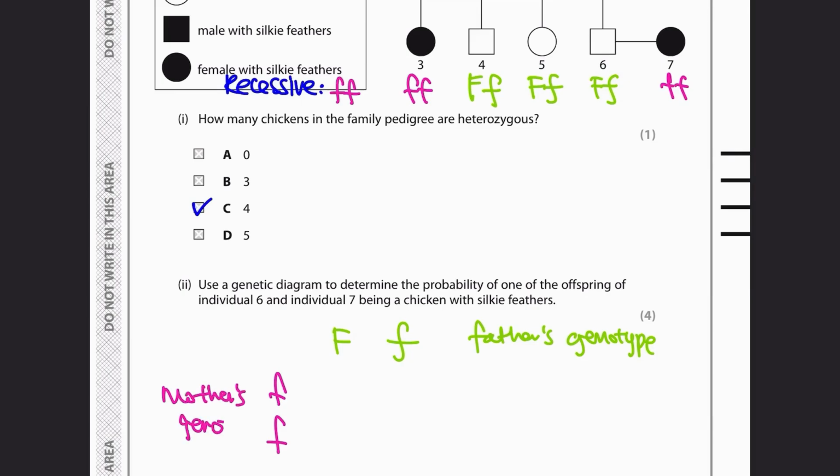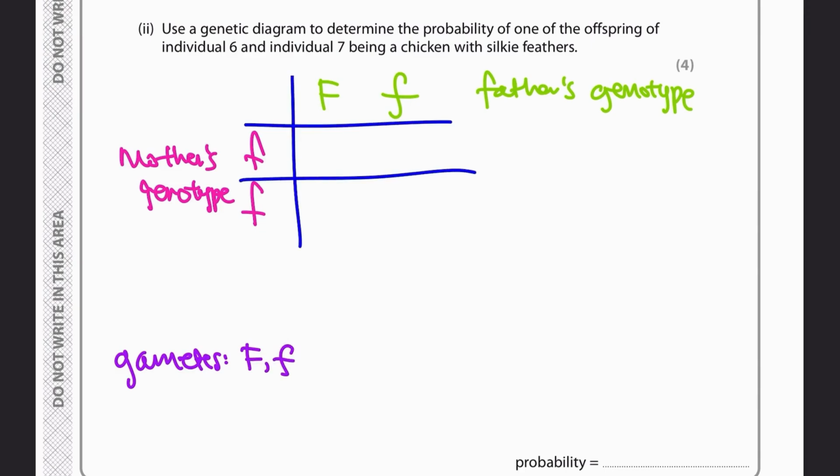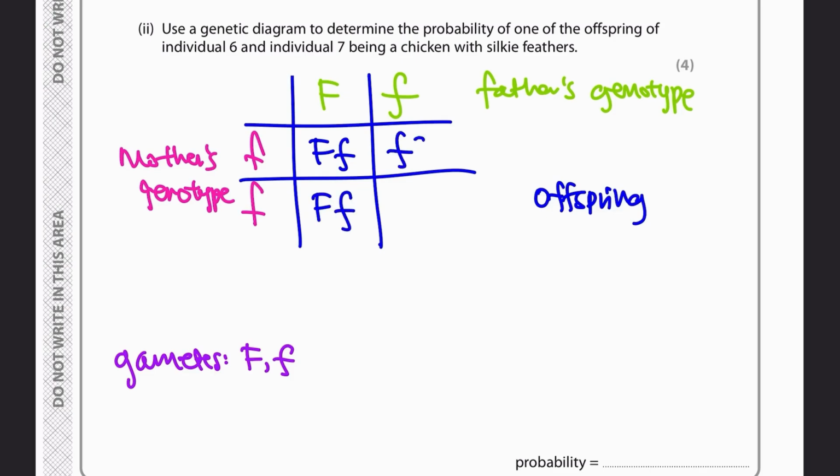So that's the first mark, guys. The second mark comes from the gametes. Gametes are basically the options that you have to make the kid. What options do I have? I have either big F or small f, isn't it? So the gametes you can write down here are basically either big F or small f. Then I make my table, and then I figure out the genotype of the offspring. So offspring is in blue here. And this one is big F, small f, this one is big F, small f. This is small f, small f, and small f, small f.